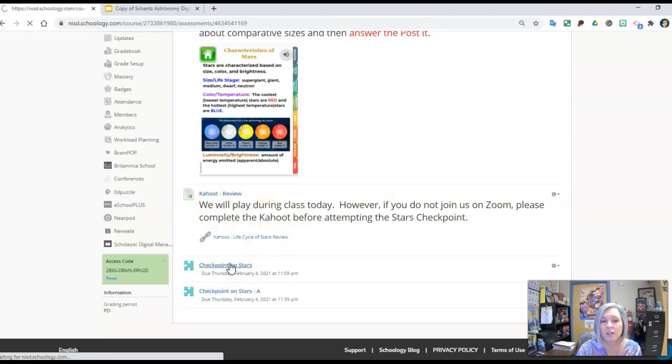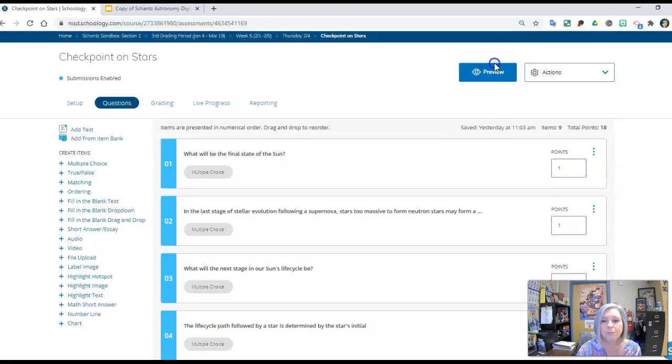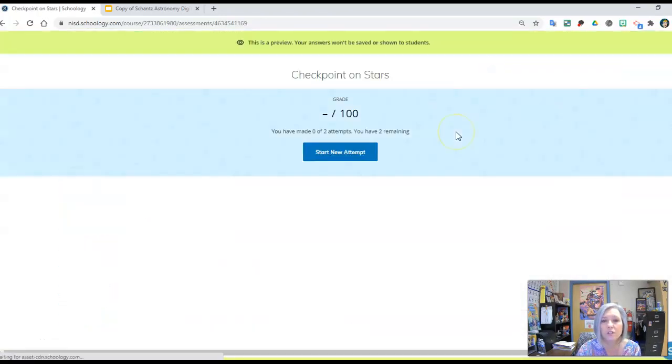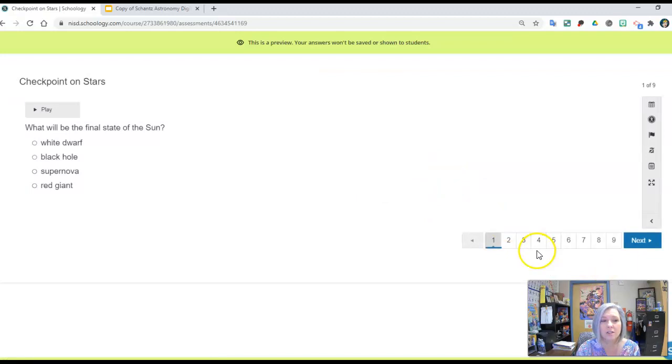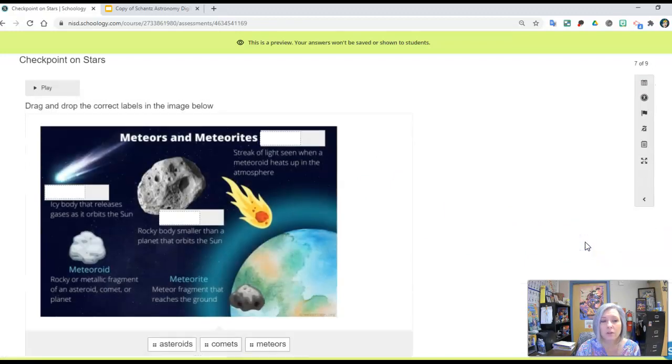You have a graded assignment called Checkpoint on Stars. When you go through these questions, you notice that it's set up for only 2 attempts instead of 3. So if you take a look, we'll go through them quickly, just so you can kind of see. So you have some straight multiple choice. Remember, you can listen to the questions right here. And then you're going to get to some others that are labeling. So here you can do a drag and drop looking at these answer choices.